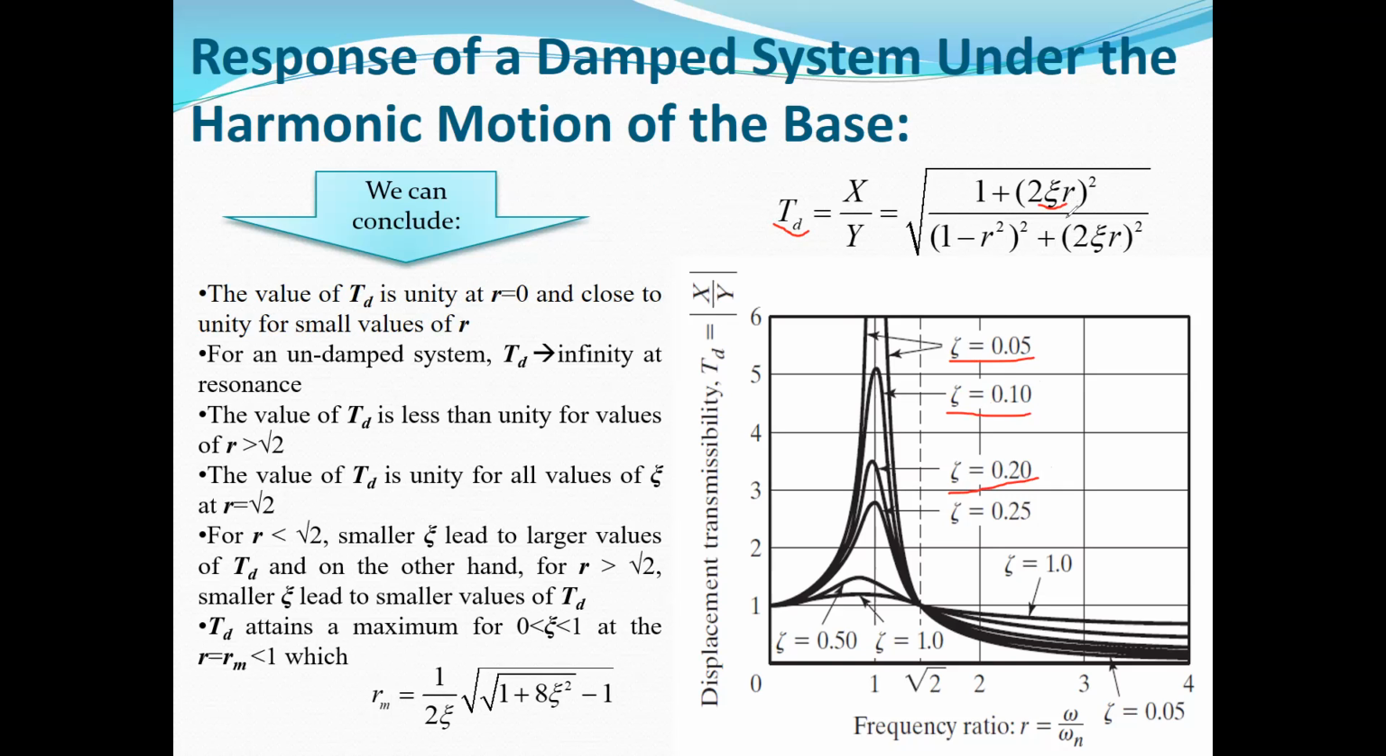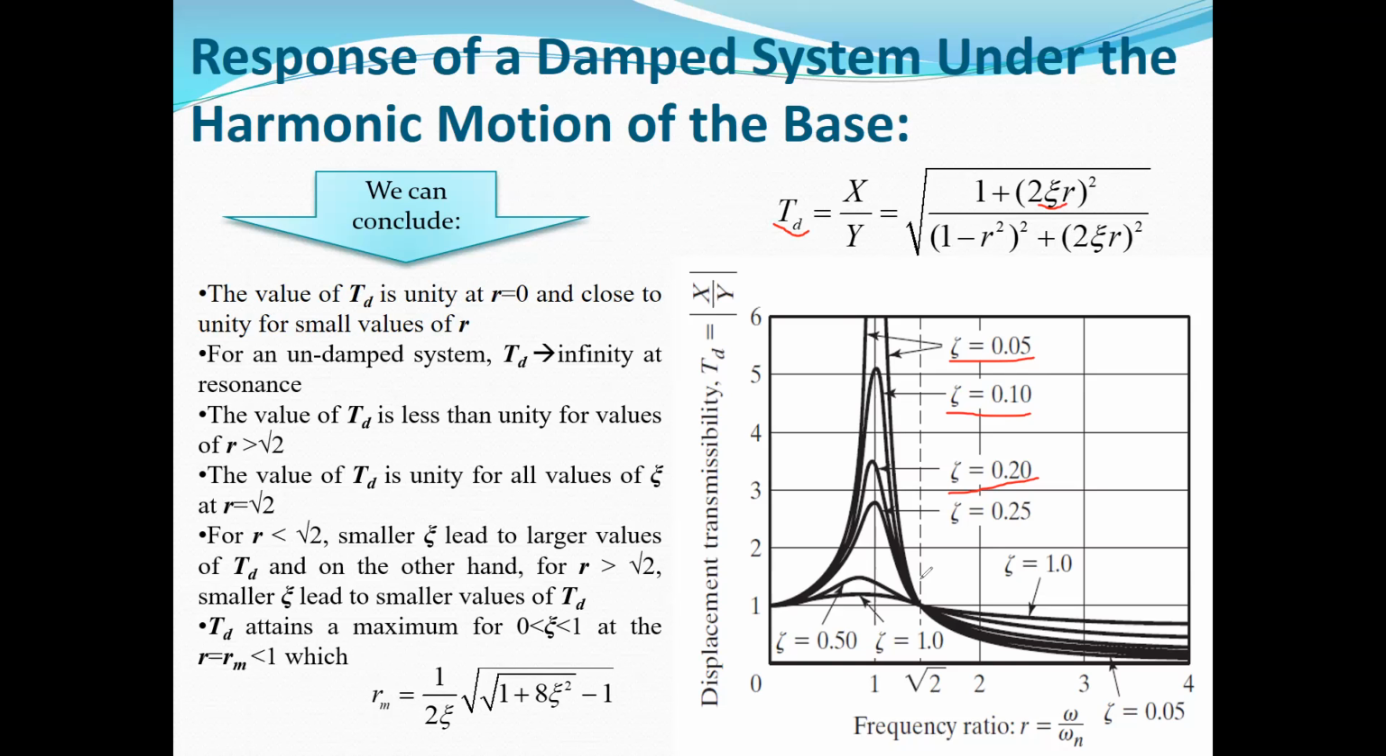For example, we assume that psi is equal to 0.05, and then you can plot TD versus R, and it will give this graph. Or again, you can substitute psi is equal to 0.1, and then you can plot the graph for TD versus R. So these are different graphs for different psi, or different damping ratios.